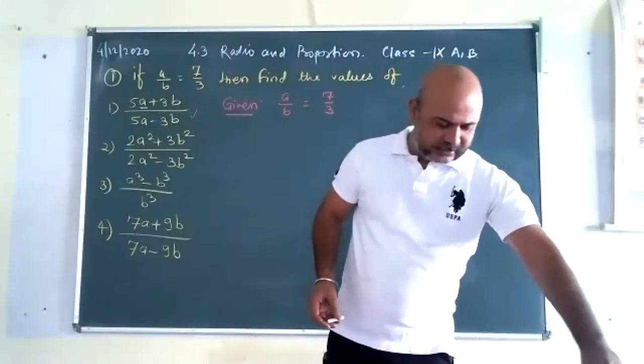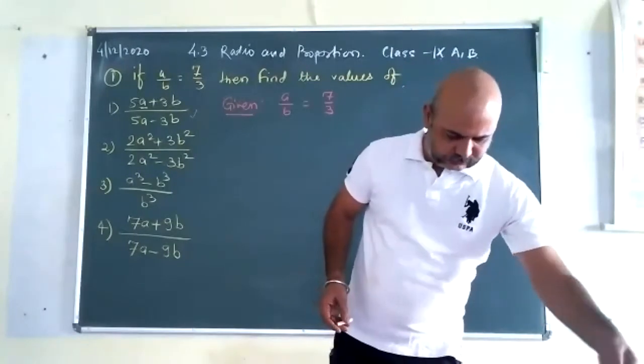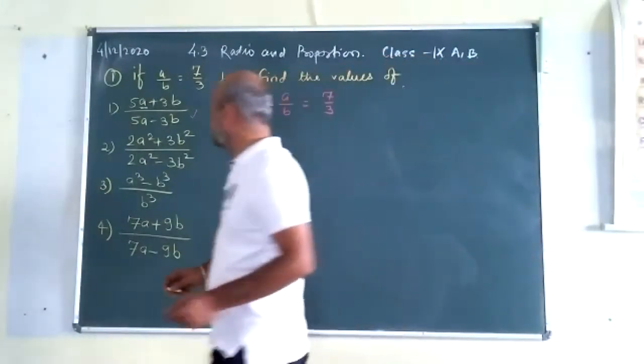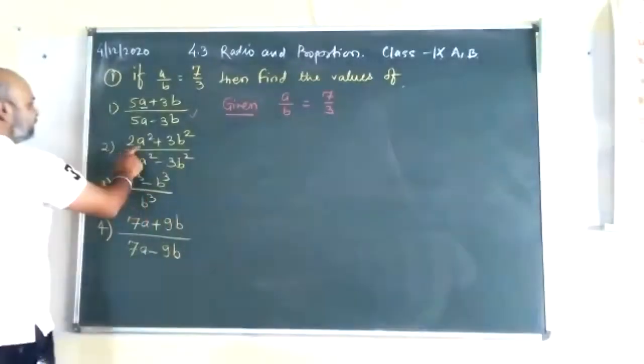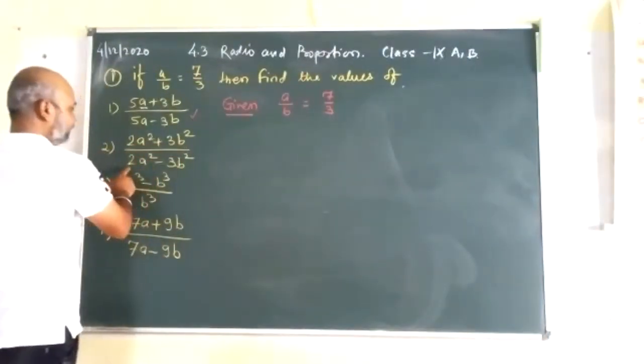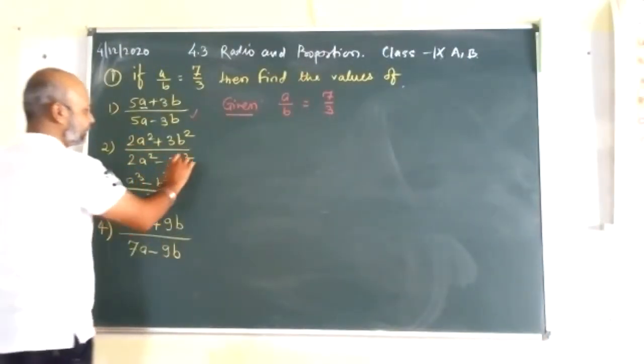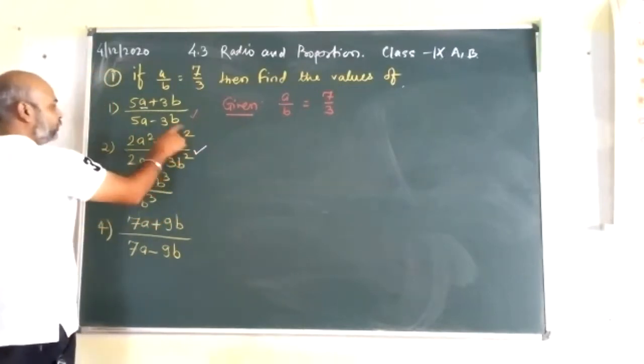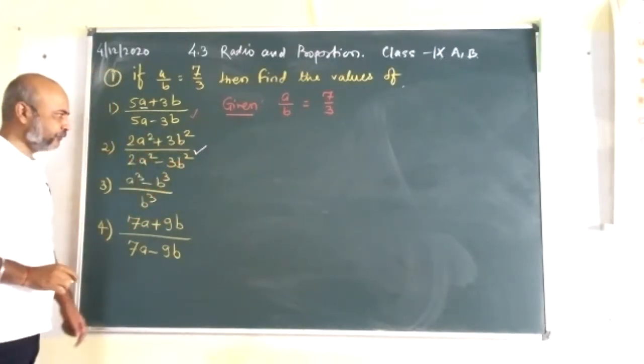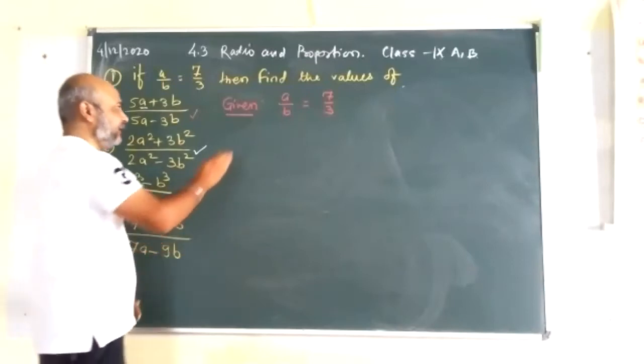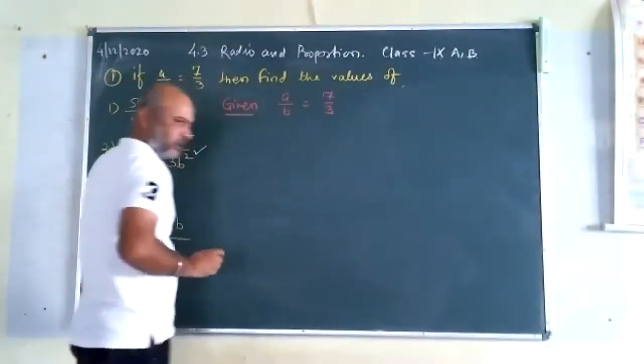Now we'll see the second sub question. The second sub question is you have to find the value of 2a square plus 3b square divided by 2a square minus 3b square. Now here again you are going to use componendo and dividendo. And for that, what is given? A upon b is given, 7 upon 3.